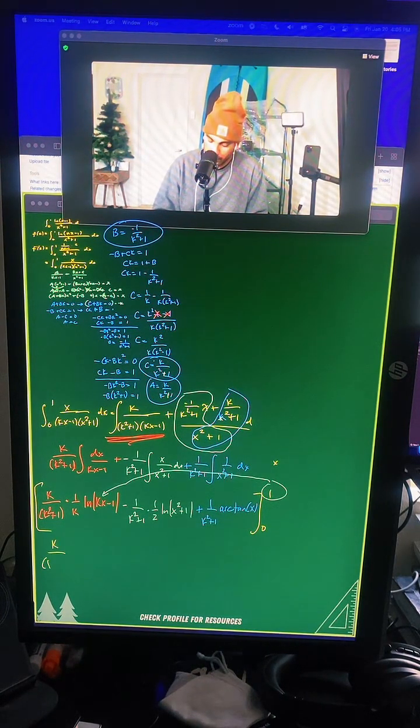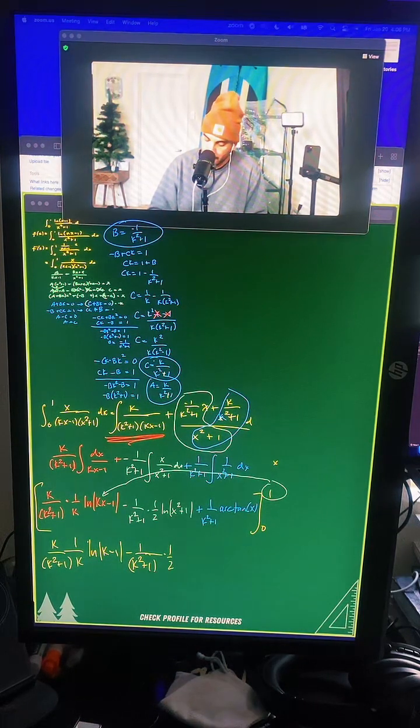So the first part is k over k squared plus 1 times 1 over k. We'll worry about the k's in a second. Natural log of k minus 1. And then minus 1 over k squared plus 1. We'll worry about the 1/2 in a second. So we'll do times 1/2 natural log of 2. And then plus 1 over k squared plus 1 times arctan of 1, which is just pi over 4.